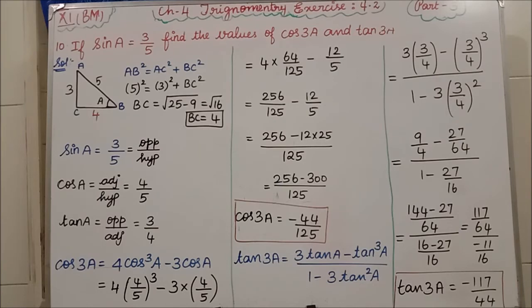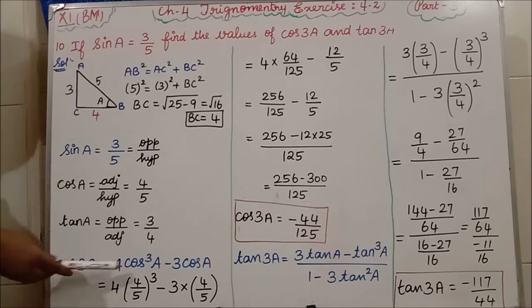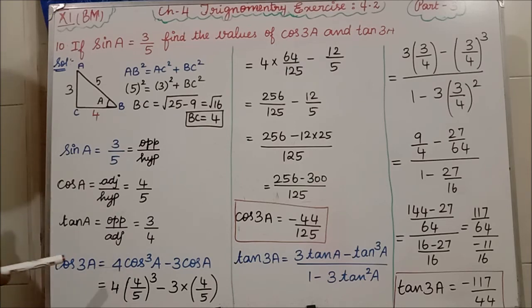Next we are going to see the 10th question. If sin a equal to 3 by 5, find the value of cos 3a and tan 3a. See students, now only we have learned the cos 3a formula. What have we learned? 4 cos cube a minus 3 cos a. Isn't it? Now, if you see here, we need the cos a value, but in the question they have given the sin a value. So how will you do it now?